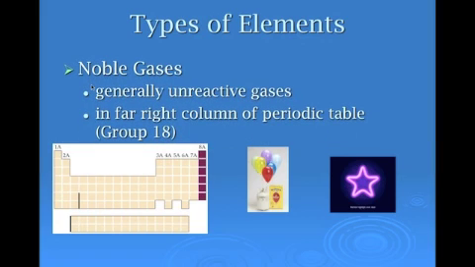Now, one group that we are going to talk about now is the noble gases. The noble gases are in group 18, the very far right column of the periodic table. And what makes these gases special is that they are unreactive. They don't like anybody else. They don't want to mess with anybody else. They want to be by themselves.